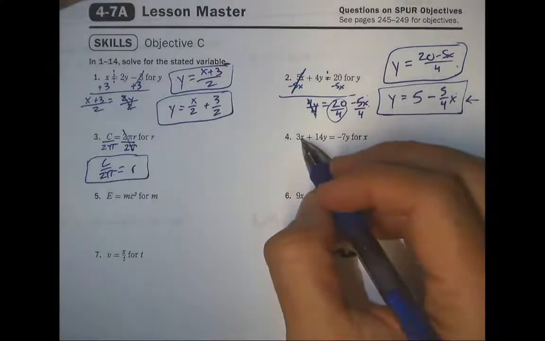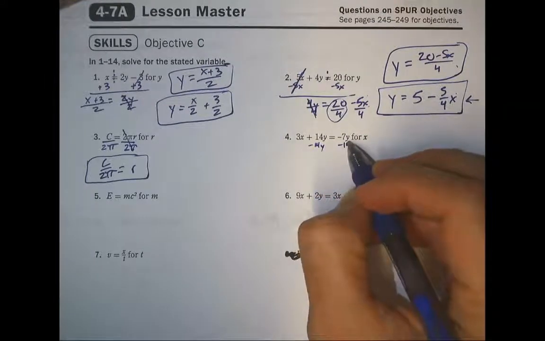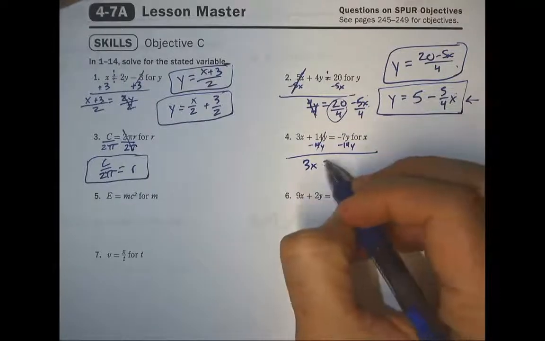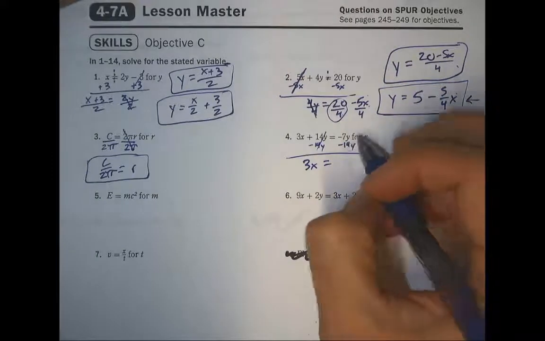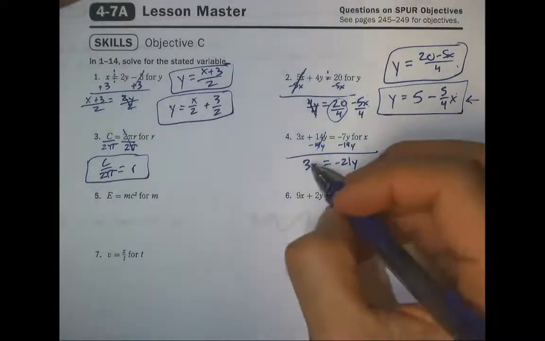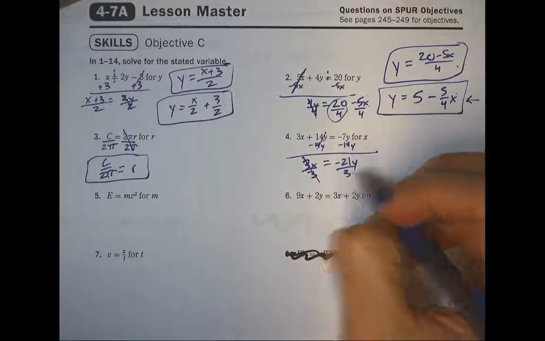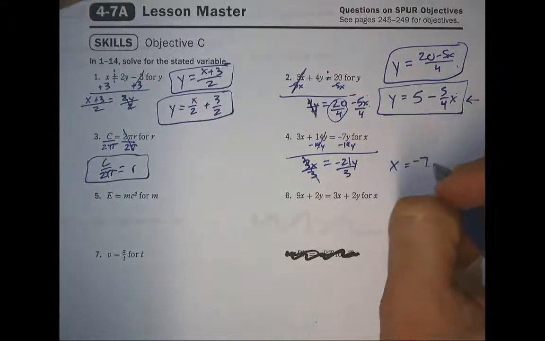Number 4, solving for x. So first thing I'm going to do is clear out this other term. And take a look here. 3x is still here. These are both y's. I can put these together. So a negative 7 minus 14, that's a negative 21y. Those don't stay separate. Those go together. And now to get rid of this, I just divide by 3. And negative 21 divided by 3 is negative 7. So x equals negative 7y.